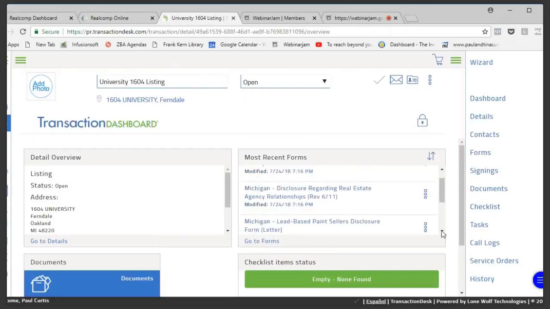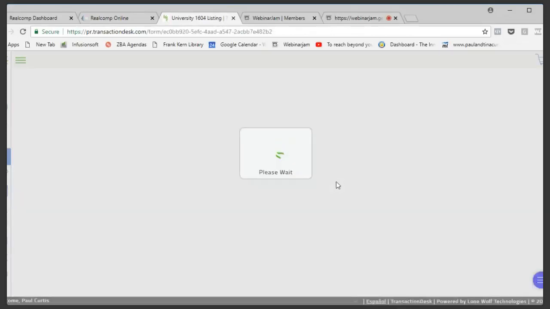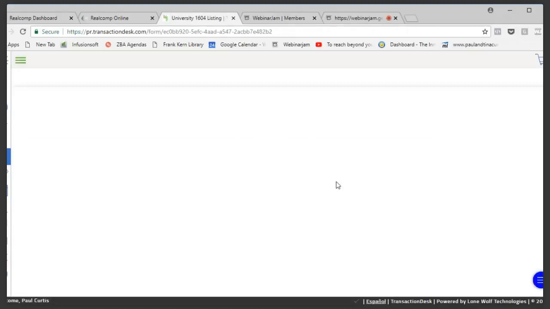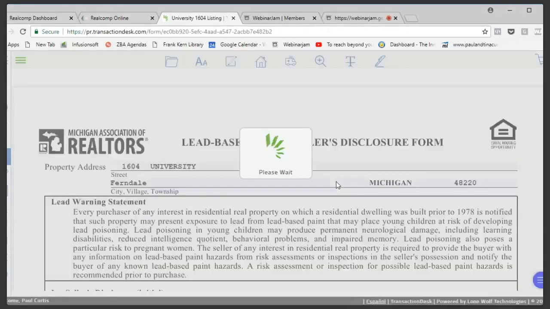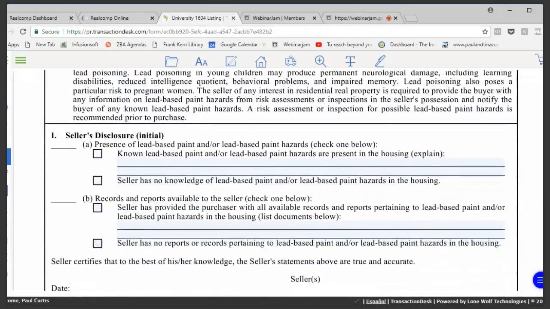Our next form is going to be our lead-based paint form. Lead-based paint, Sellers, Michigan, and letter form again. And what you tell people with lead-based paint is every house built before 78 has lead in it, because they put lead in the paint. But your seller needs to fill out, do they know of any lead-based paint hazards in the house, or do they not know? Generally, they don't know. Do they have a report or don't they?